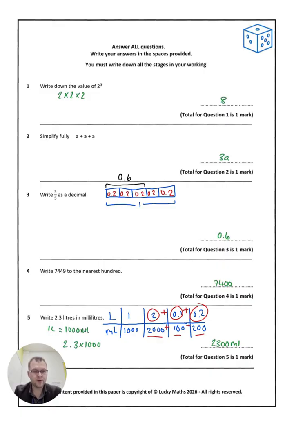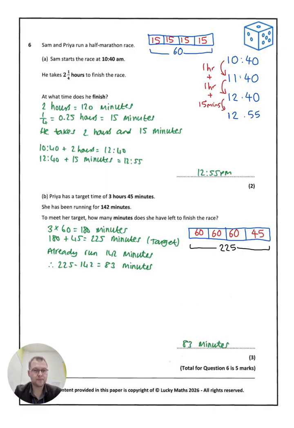To do the conversion in question 5, we're using a ratio table to show 1 litre is equal to 1,000 millilitres. Therefore, 2 litres is 2,000. But by dividing by 10, we can get 0.1 of a litre, 0.2 litres. To then put that all together, 2.3 litres is equal to 2,300 millilitres.